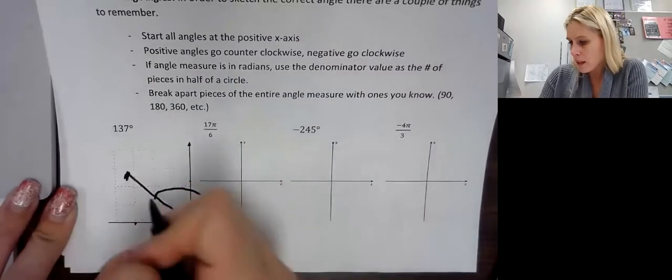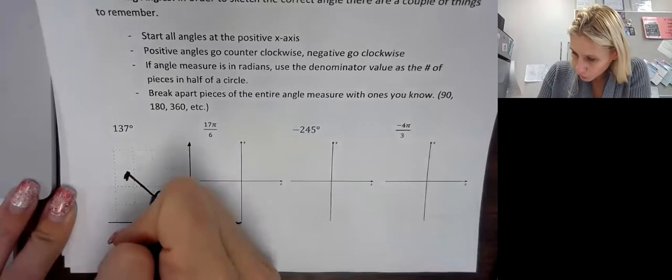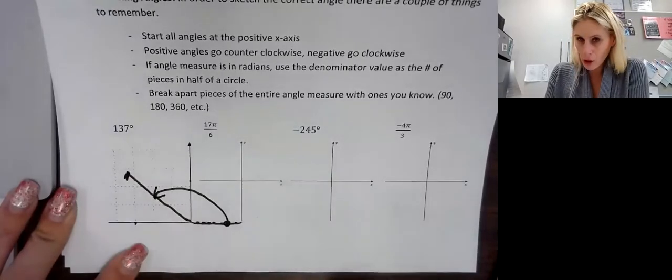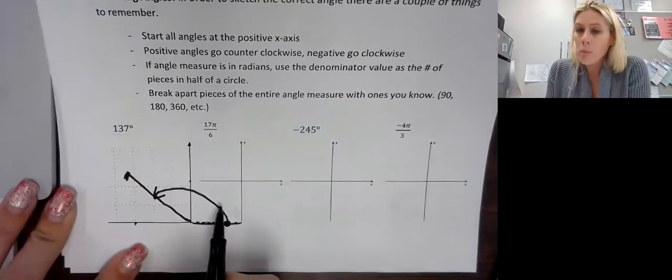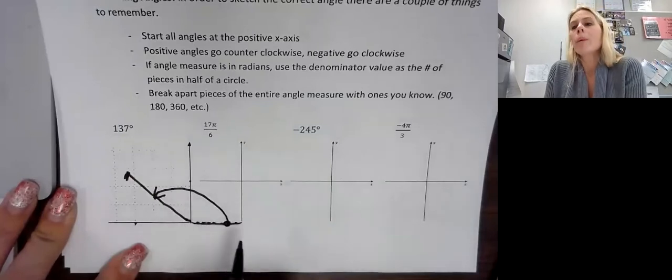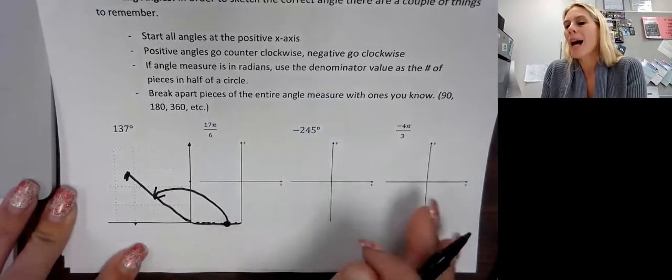Yep. So usually to indicate your measure, you end your measure with an arrow. So we know that we started here and we went counterclockwise. We went counterclockwise because it's positive.